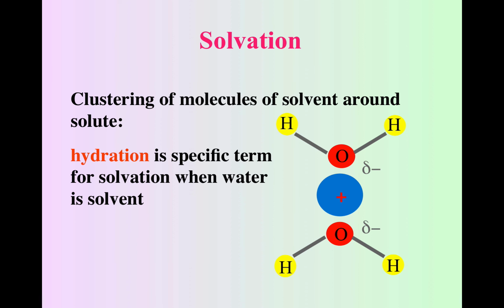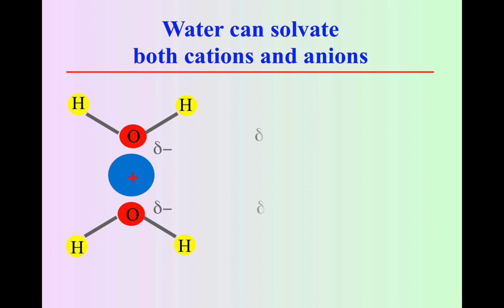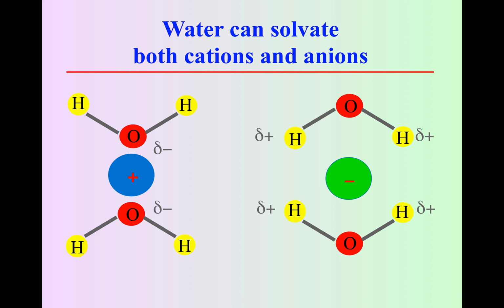Hydration is just solvation with water, right? So again, the negative side of water is attracted to the cation. The positive side of water is attracted to the negative anion. So it's the polarity of water that makes it the solvent that it is. All right, so polar things will be able to be dissolved in water. And we'll talk about why in a minute.